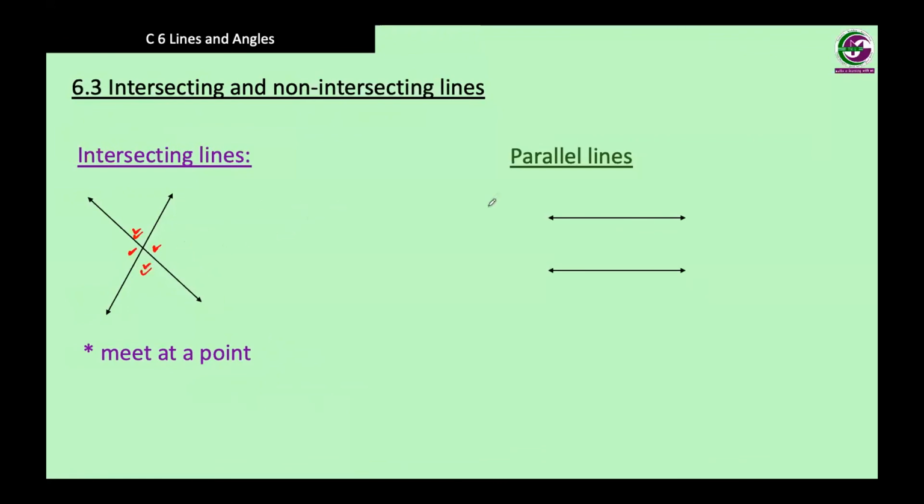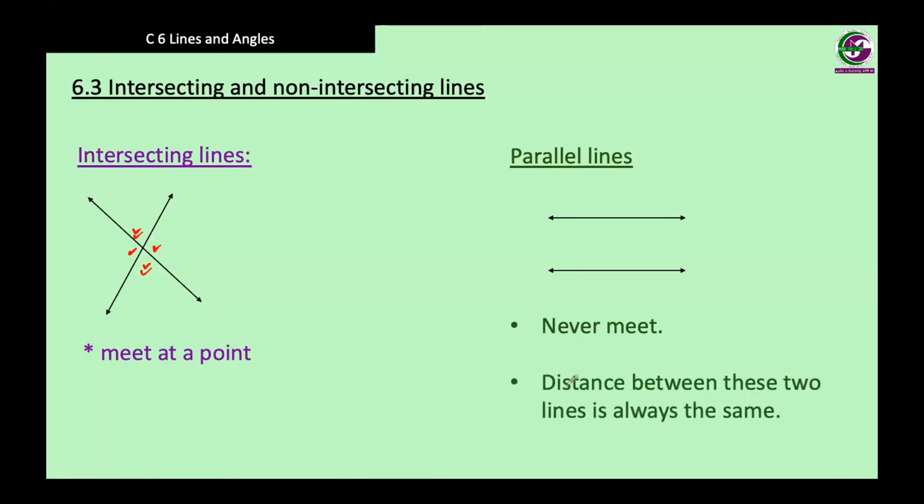Another set of lines is called parallel lines, and as the word says, they are parallel and they never meet. Even if you continue from both sides, they never meet. And another important point is that the distance between them is always the same. If this is 2 centimeters apart, from any point, if you measure, it will be 2 centimeters.